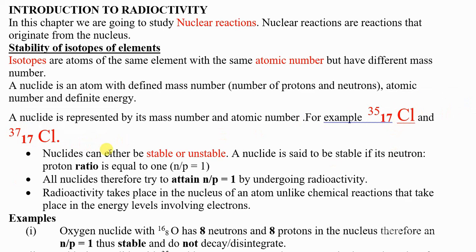Another important thing you need to understand: this 17 that is below, we call it a subscript, and the 35, which is the mass number, is the superscript. The number above represents the mass number. The number below, which we call the subscript, represents the atomic number. So when somebody asks you, what is the atomic number of this atom, you will say it is 17. The mass number is 35. What about this one? The atomic number is 17. The mass number is 37. Very important.